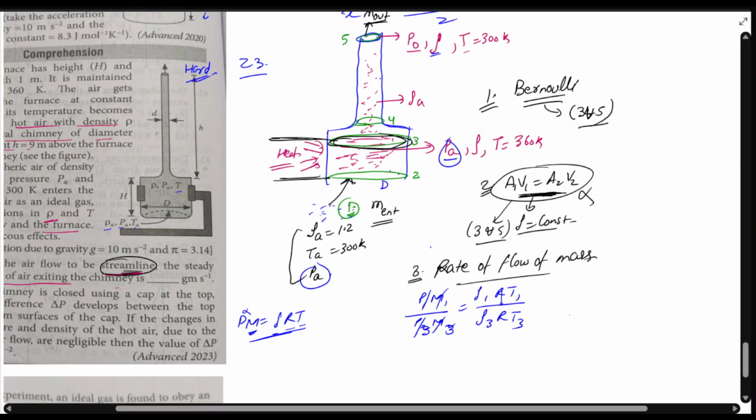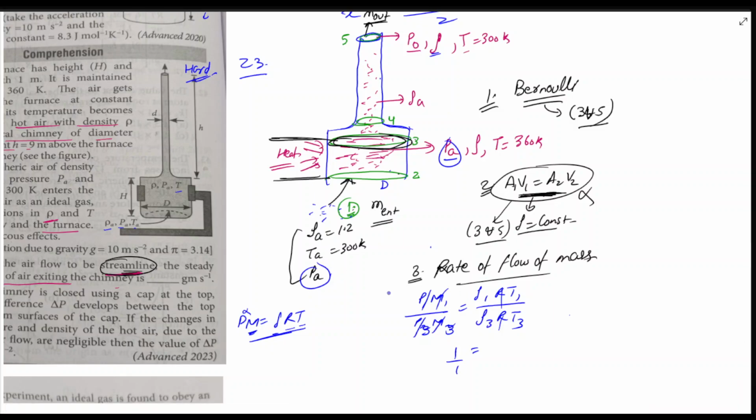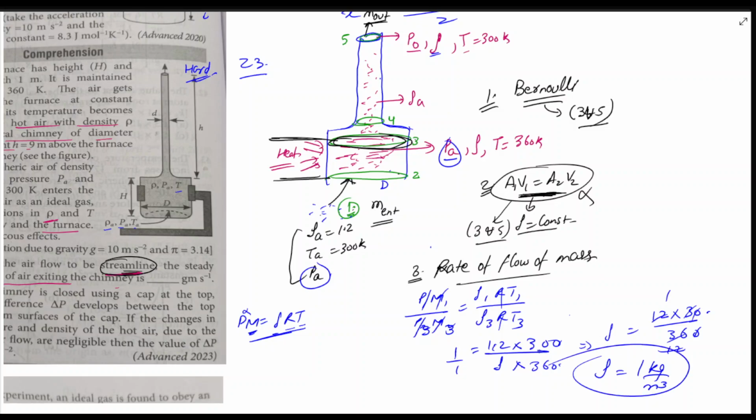Okay. Now R will cancel. Now density will be, so this is 1 by 1. So density at A will be 1.2. The temperature at A will be 300. Now the density at 3 is rho into the temperature at 3 is 360. So we'll have density as 12 into 330 divided by 360, because 1 will cancel. So 1 will cancel. This is 12. This is 1. So density will come out to be 1 kg per meter cube. Okay. So first part of the information we get.